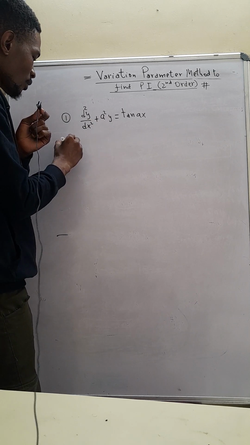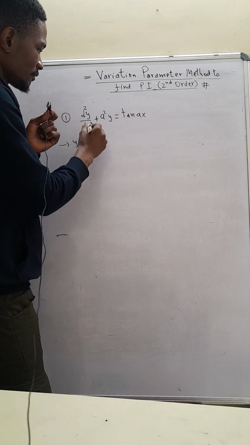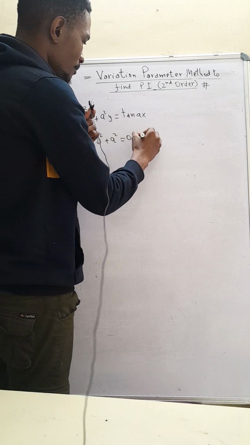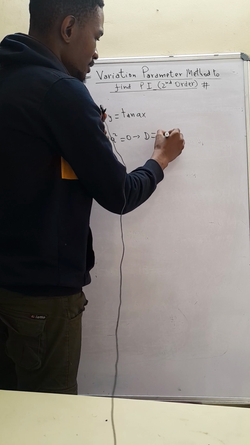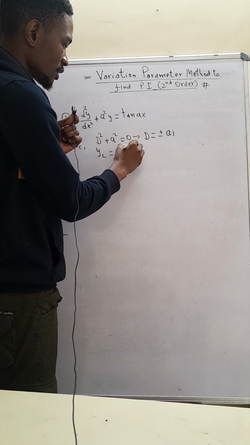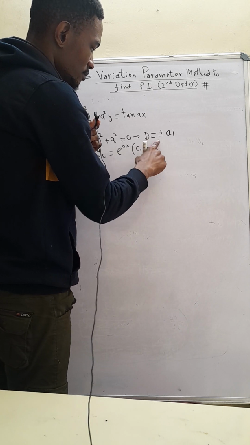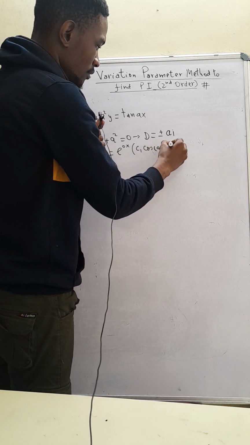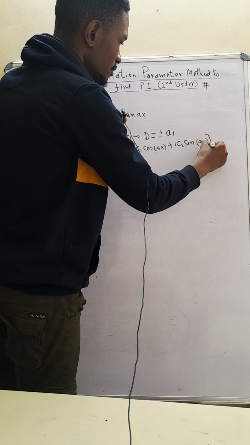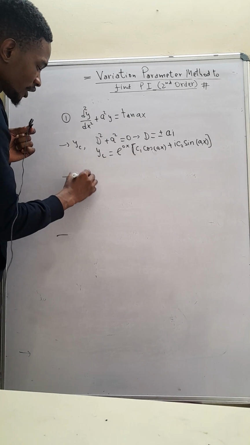First, you have to find your YC. Okay? What is your YC? Here it will be D squared plus a squared equal to 0. So D will be equal to plus or minus ai. So YC will be equal to e raised to 0x times C1 cos of ax plus i C2 sin of ax. This is your YC.